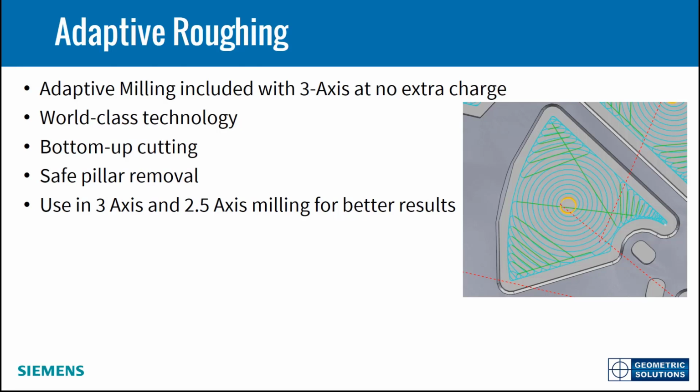We've talked quite a bit about adaptive roughing. So far, adaptive roughing is available with our 3 axes package at no extra charge. So that's a bonus. It's like a little gift that we're giving. And this is world-class technology. Once you buy a 3-axis package, you also have it in the 2.5 prismatic package. So you get better results, quicker time, better, faster, cheaper, and it's not cliche.